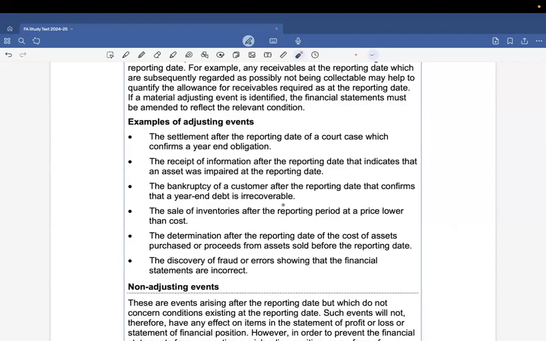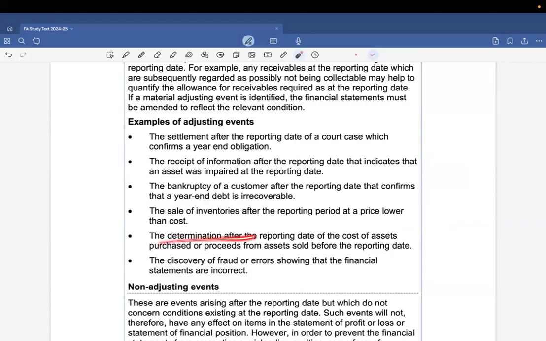Next is the sale of inventories after the reporting period at a price lower than the cost. For inventories, we have a rule, right? The IFRS says that the closing inventory should be valued at the lower of cost or NRV. So if the selling price is very low, that means the NRV is lower than the cost. So we have to update the value of inventory again. That is an adjusting event.